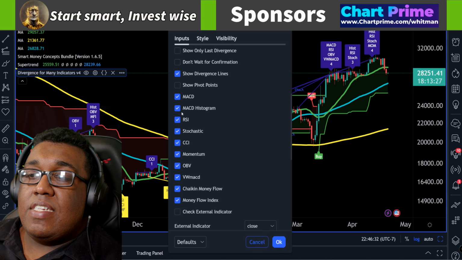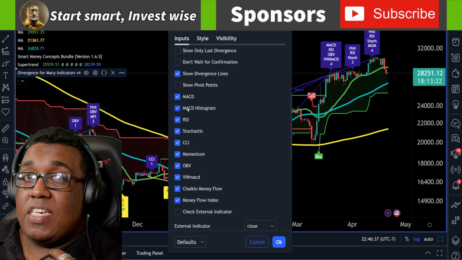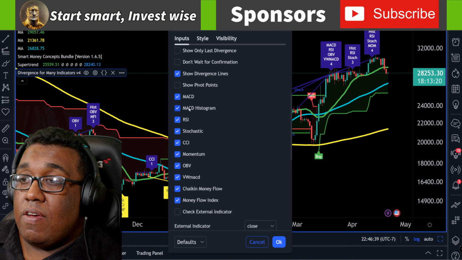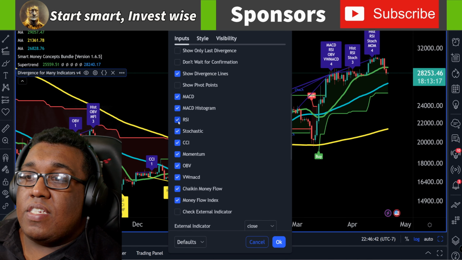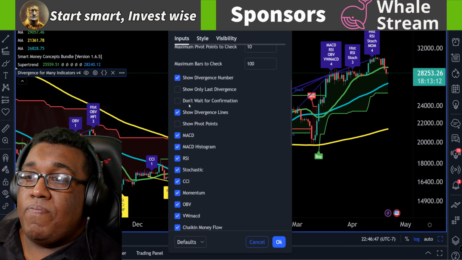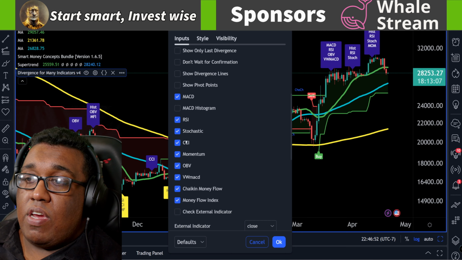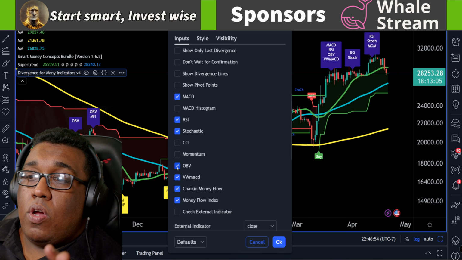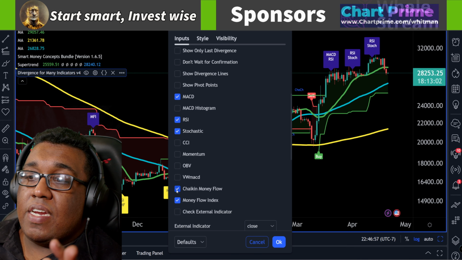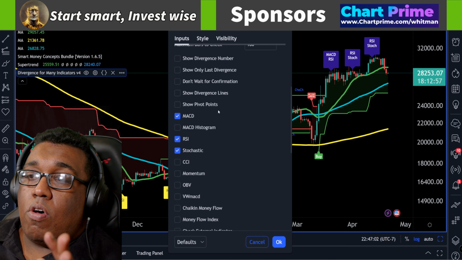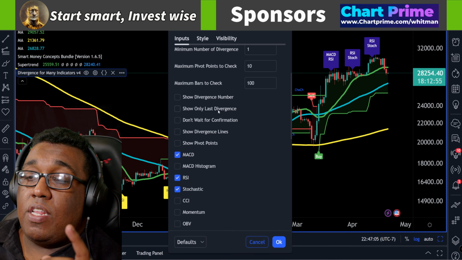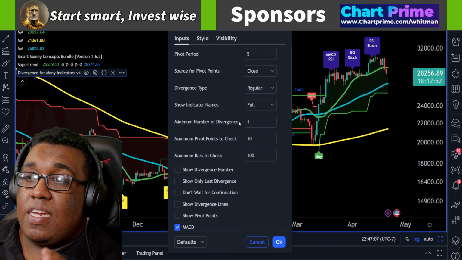I don't think you guys need to see all of these divergences. The ones that you guys mostly will use because you guys have used this in the past and you guys have a better understanding of them would be the MACD, the RSI, and the stochastic indicators. So what I would do is I would uncheck these boxes. I would uncheck the divergence number, the divergence lines, MACD histogram, CCI, momentum, OBV, VW MACD, Chaikin money flow, and money flow index. I would turn all those off, and so all you're going to see are the divergences that relate to the MACD, the RSI, and the stochastic indicators, okay?